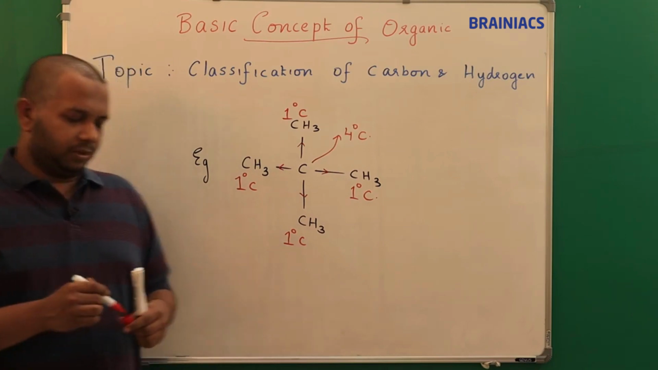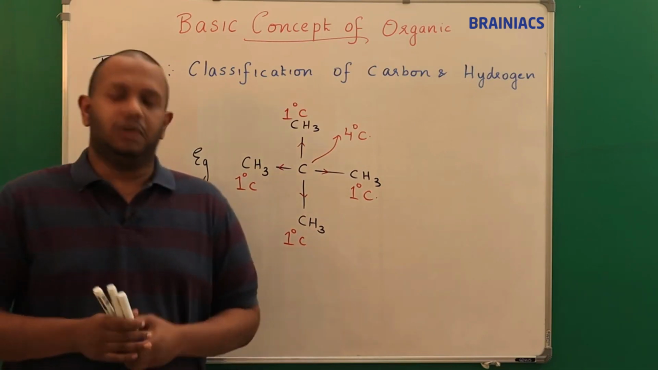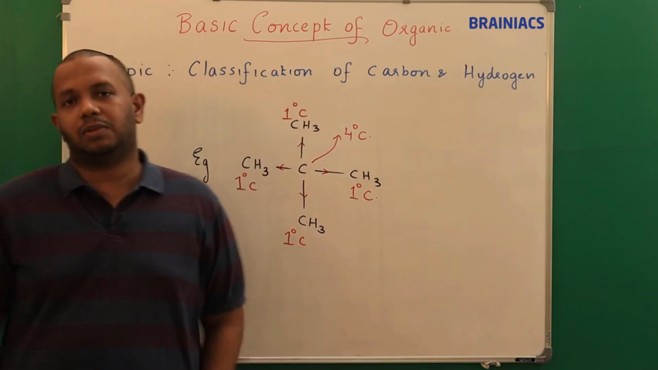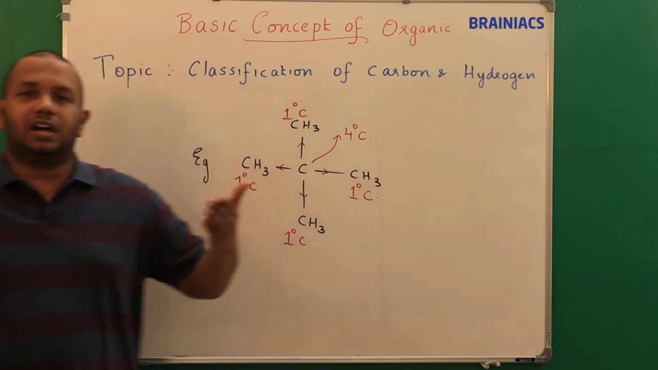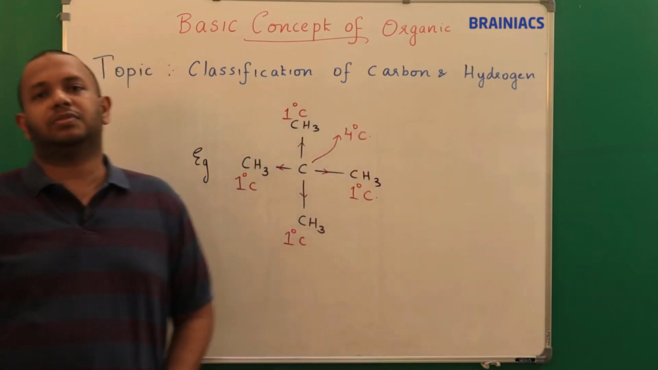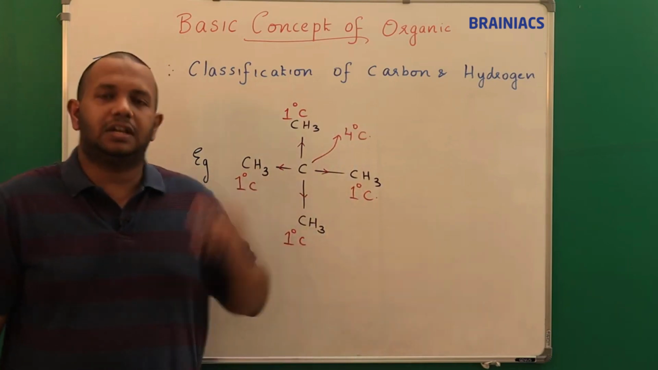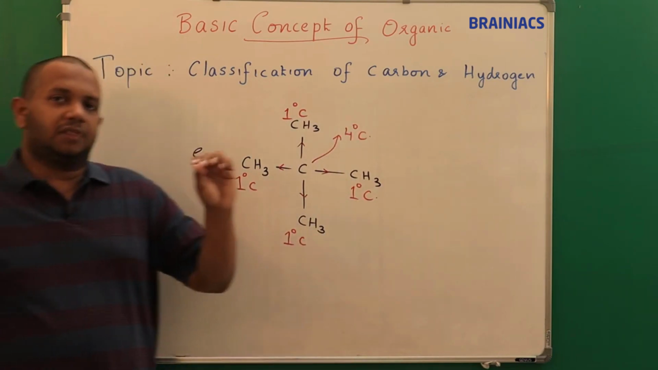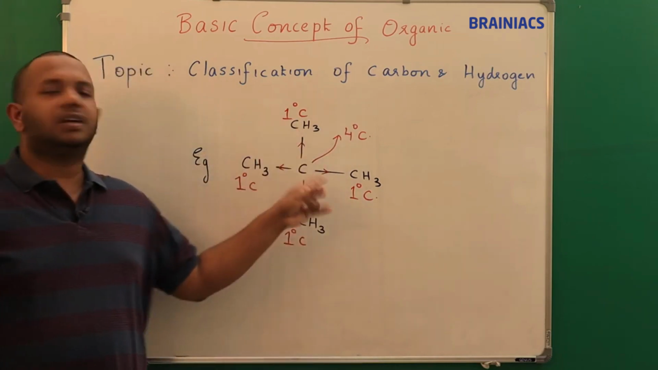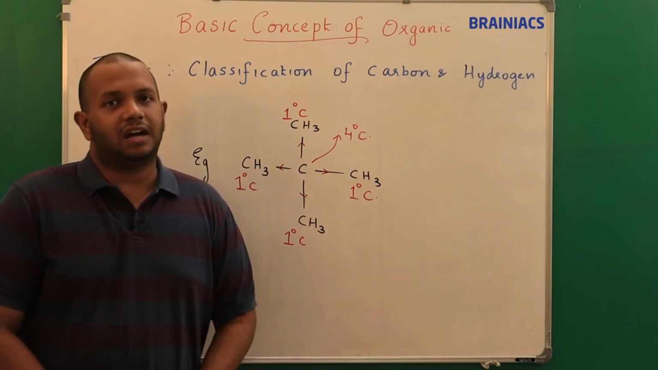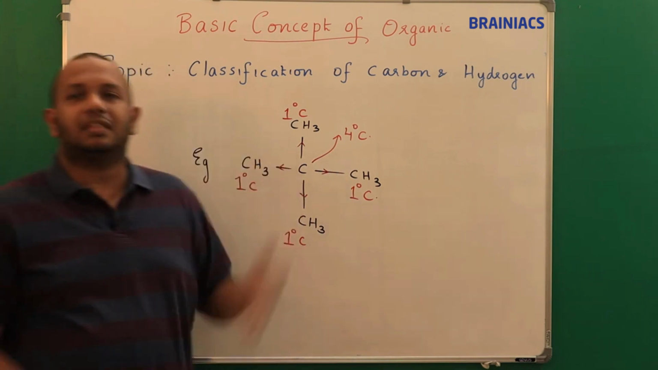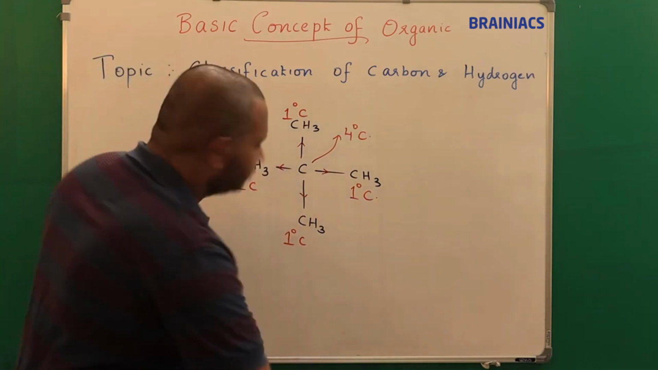Clear? So I hope the definitions are very much clear for you. In a 1 degree carbon, the carbon atom will be connected to only one other carbon atom near to it. In a 2 degree carbon, the carbon atom will be connected to 2 other carbon atoms adjacent to it. And in a 3 degree carbon, the carbon atom will be connected to 3 other nearby carbon atoms. And in a 4 degree carbon, this will be connected to 4 other nearby carbon atoms. Clear for you?